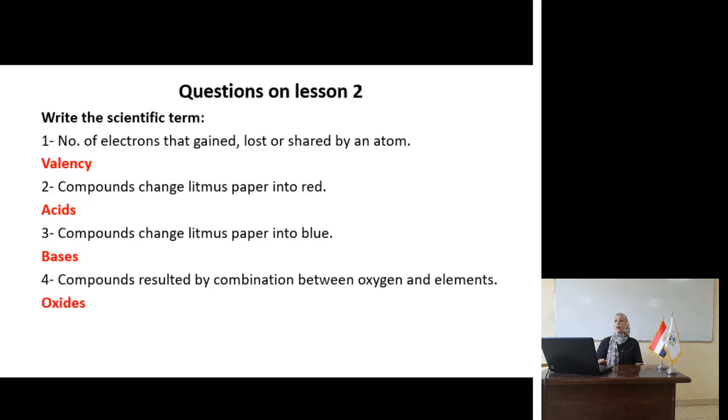Questions. Scientific term: number of electrons gained, lost, or shared by an atom. Valency. Number 2, compounds that change litmus paper into red: acids. Number 3, compounds that change litmus paper into blue: bases. Number 4, compounds resulting from the combination between oxygen and elements: oxides.